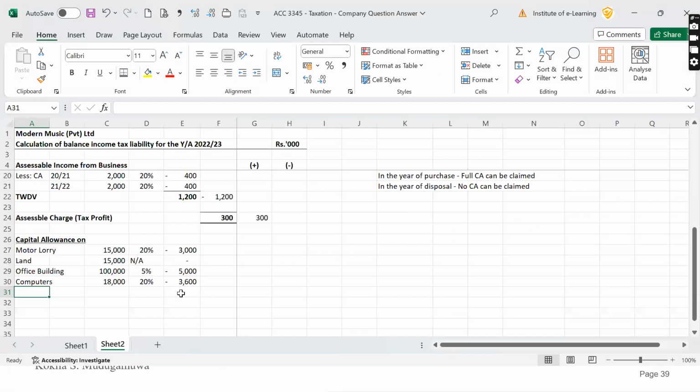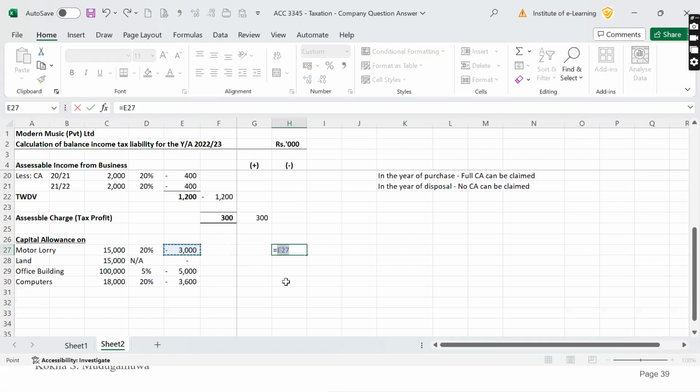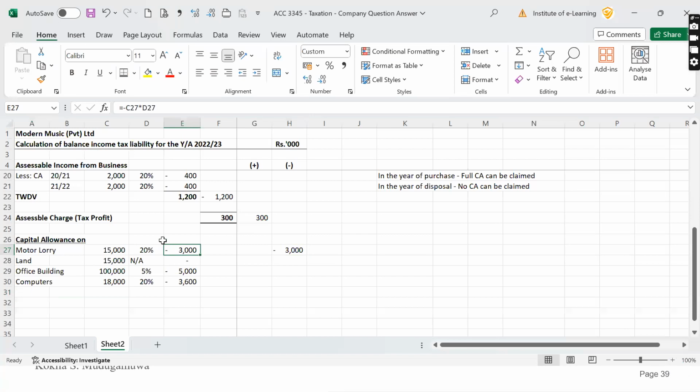All these things we have considered now. Here, capital allowance. If you want, you can take it like this. I will remove the minus sign, and you can easily take it here in the minus column, because it is a deduction: capital allowance on lorry, land no capital allowance, building, computer. Clear. Then the capital allowance part we will also discuss in detail.